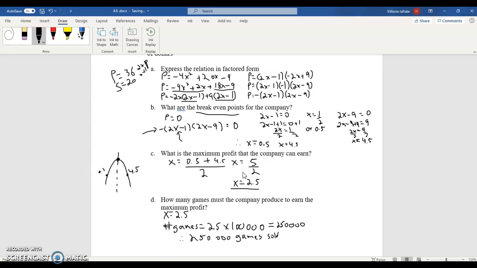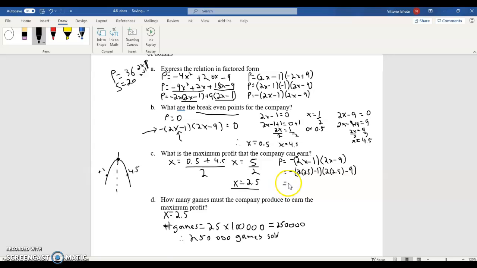So what we need to do is go and figure out P, profit, when we replace X by 2.5. So we're going to write P is equal to negative 2X minus 1, 2X minus 9. And we're going to figure out what P is when X is 2.5. So we're going to have P equal to minus 2 times 2.5, because we're replacing our X there, put it in brackets, minus 1 over here, brackets 2 times 2.5 minus 9.